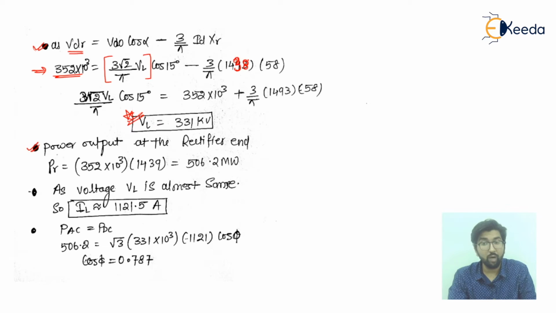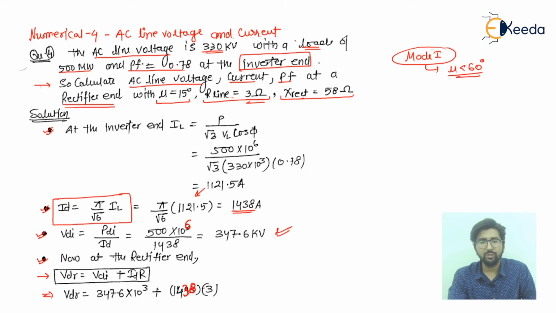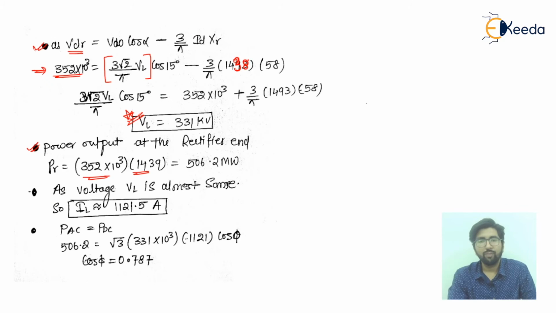Now we will find the output power at the rectifier. So what is the output power? You just have to multiply the voltage and the current. So what is the voltage? 352 into 10 raised to power 3. That is the 352 we have found here. Now as we move on, the current is 1439. You can put 38 or 39, approximately the same. And here I am also changing. Why I made this mistake, I don't know. So please put the values here, and you will get the answer 506.2 megawatt.